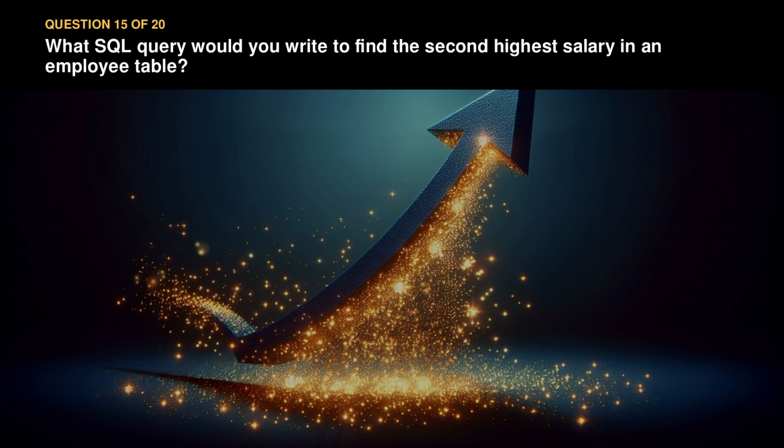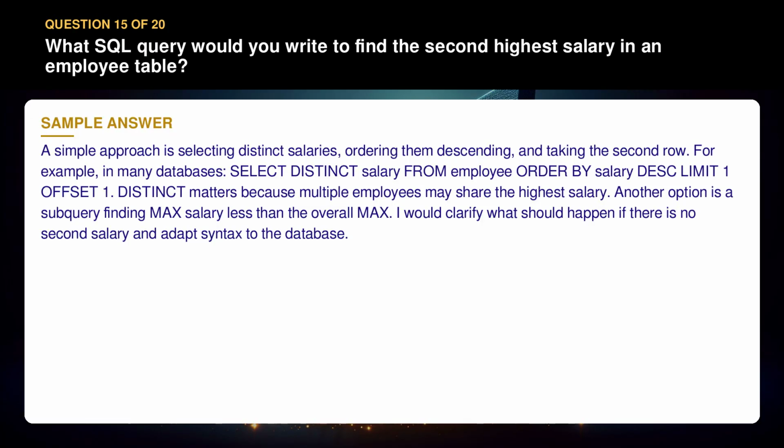Question 15. What SQL query would you write to find the second highest salary in an employee table? A simple approach is selecting distinct salaries, ordering them descending, and taking the second row. For example, in many databases: select distinct salary from employee order by salary desc limit 1 offset 1. Distinct matters because multiple employees may share the highest salary.